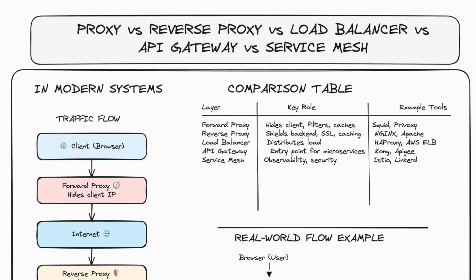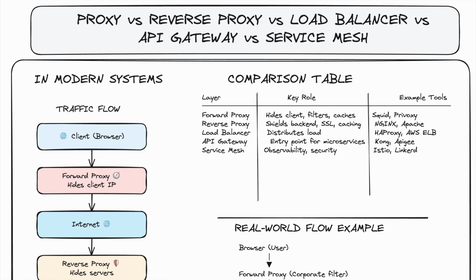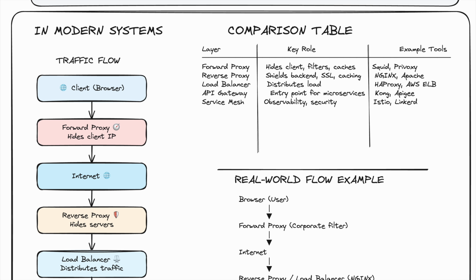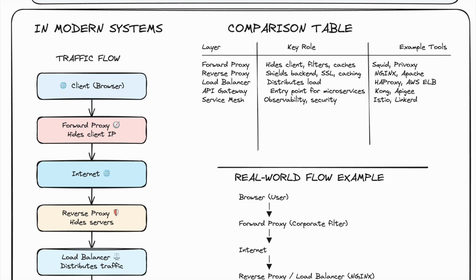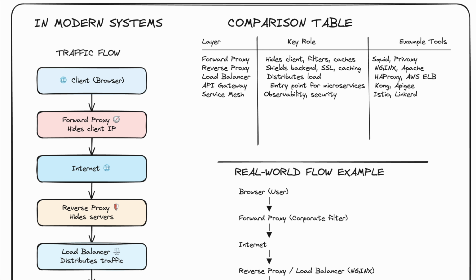In today's video, we are going to talk about the difference between the proxy, reverse proxy, load balancer, API gateway, and the service mesh. Let's take a very simple example. Let's take modern systems. In our modern systems, what is the traffic flow? Traffic flow usually starts with the client. Let's take the example of a client as a browser.